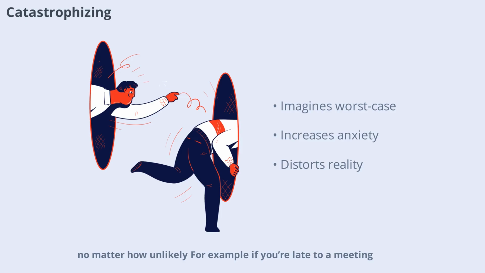For example, if you're late to a meeting, you might think you'll lose your job. This thinking trap can create intense anxiety and make problems seem bigger than they are. By challenging catastrophic thoughts, you can learn to see situations more realistically and reduce unnecessary stress.